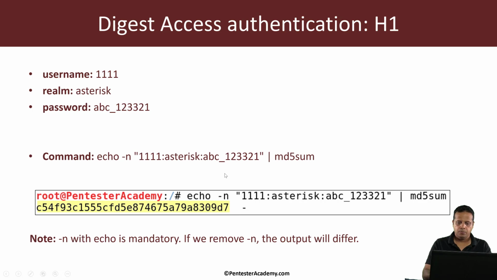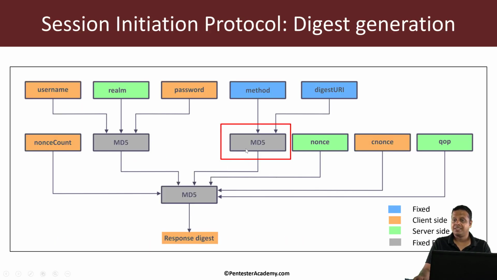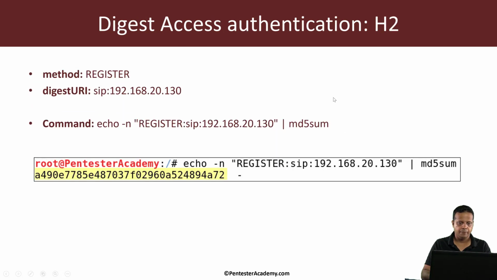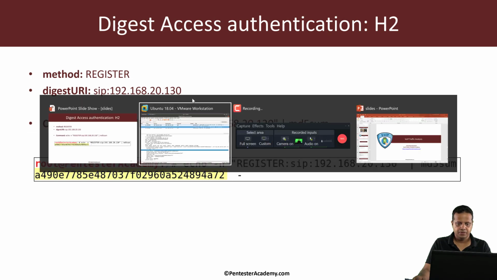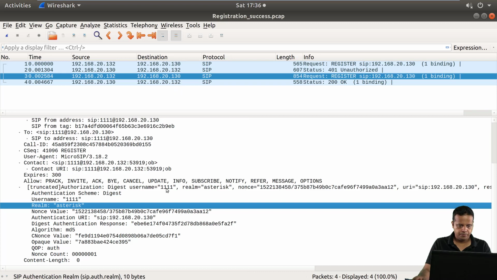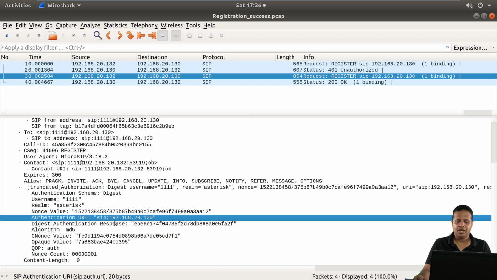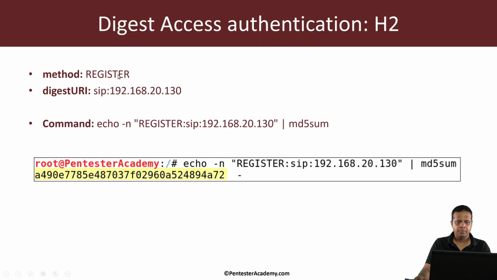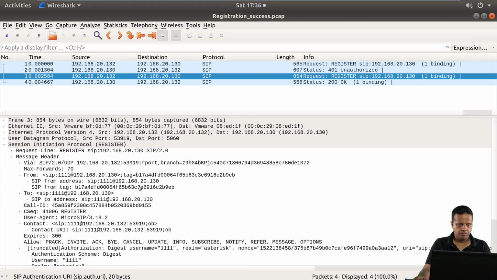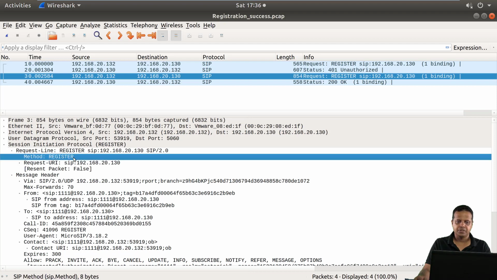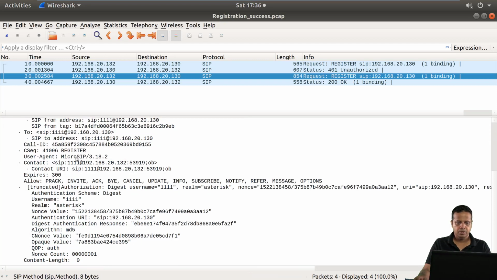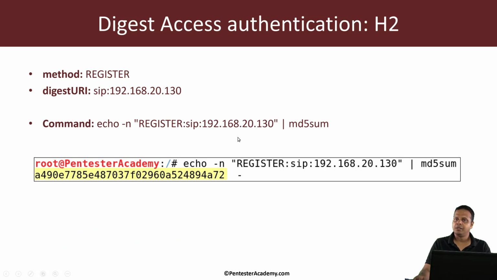Right? Now, the next step is to calculate the second MD5, which uses the method and the digest URI. So the method is register and the digest URI is really sip: followed by the IP address. So if we go in here, we can see that the authentication URI is actually sent with the client's message, sip:192.168.20.130, the server's IP address. And the method is register, of course, and that's something we can also confirm from the request line. We can see the method is register. Okay, great. So now this hash is also calculated by concatenating both of these.